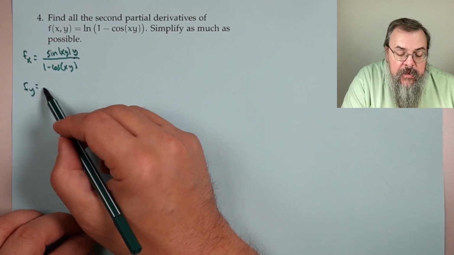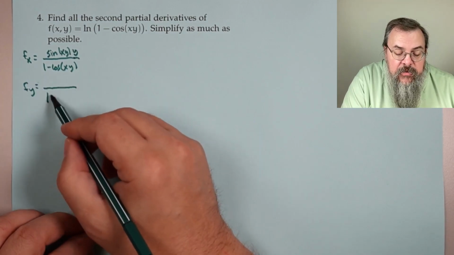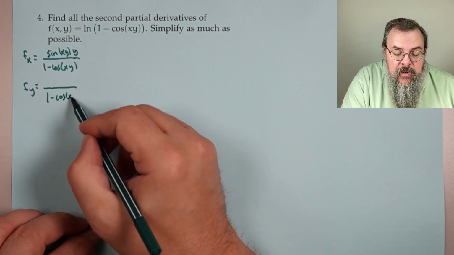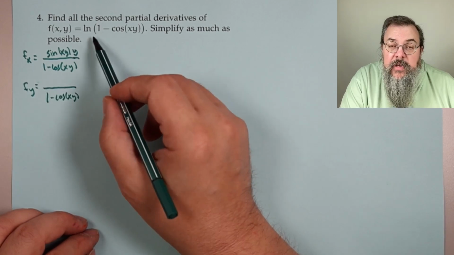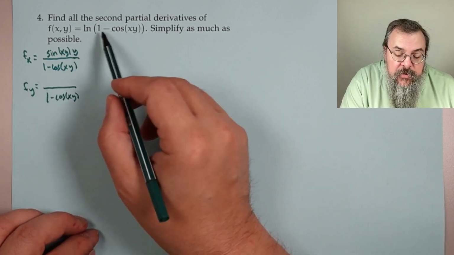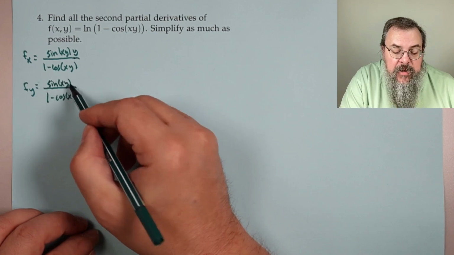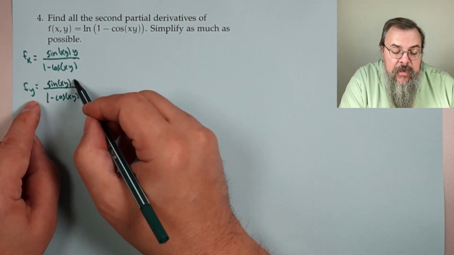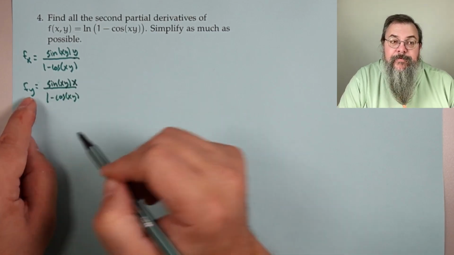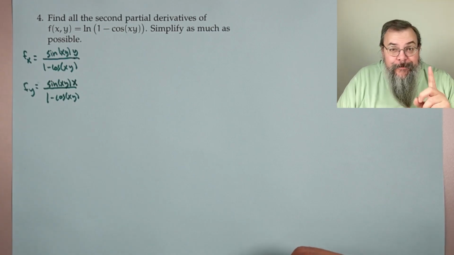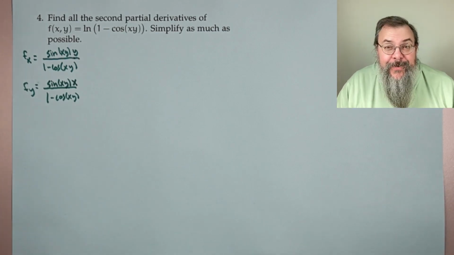Well, again, fraction, downstairs. And now, derivative of the inside, well, 0, derivative of cosine negative sign, so it's positive sign. xy times derivative of the inside with respect to y, which is x. All right. First order derivatives done.